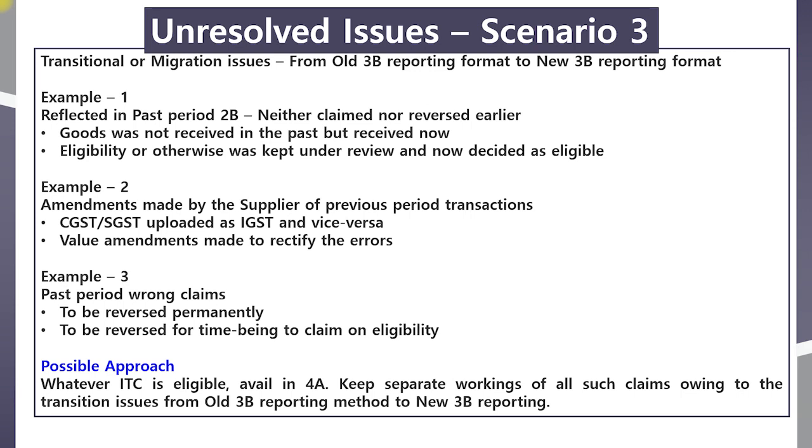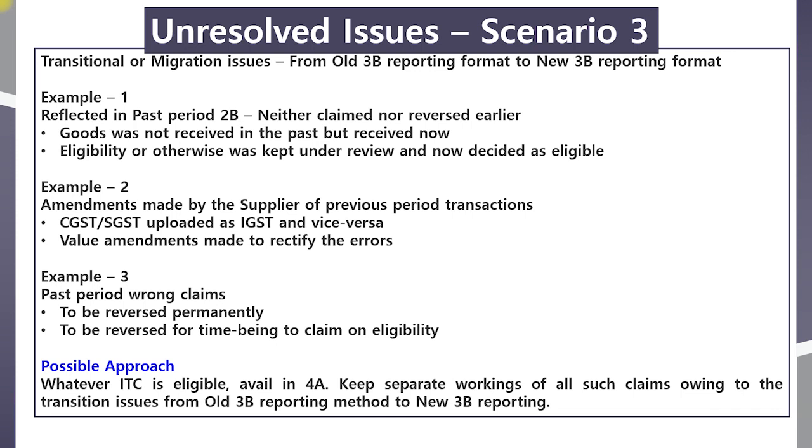We were following the old method of neither claiming nor reversing and directly claiming only on goods being received. Similarly, there might have been some amendments. Supplier has uploaded previously a CGST, SGST, now he has changed to IGST, or he has rectified some values which were incorrect. I did not take any action in the previous month because I was waiting for the supplier to correct all of that, and once correct transactions get reflected in my 2B, I was availing it. Now, how do I handle this in this new reporting?